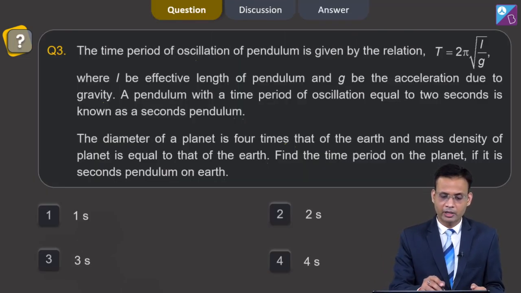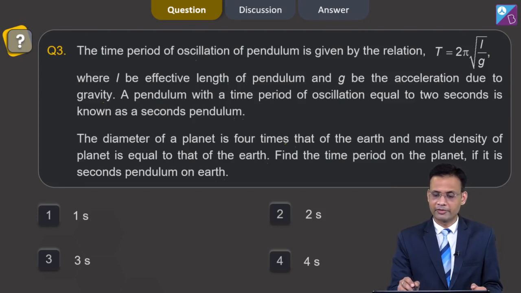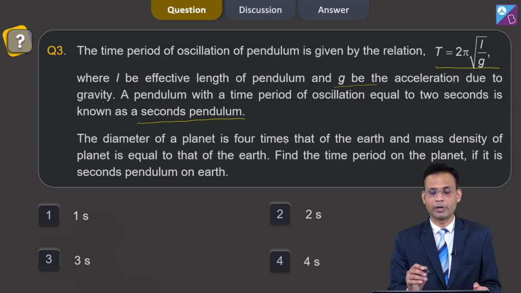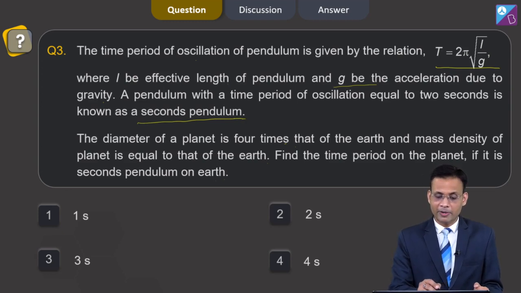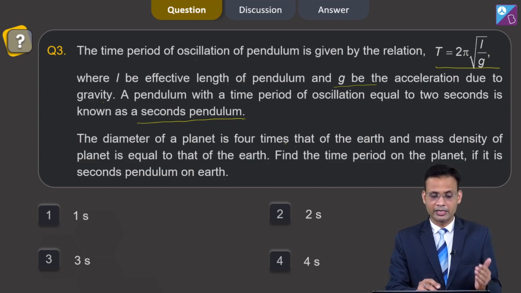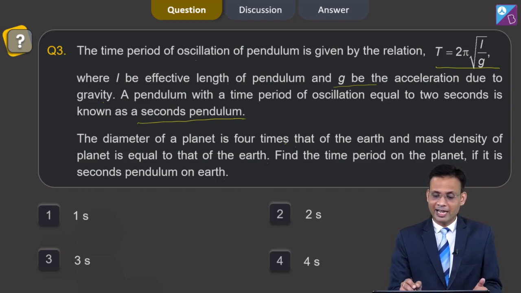the time period of oscillation of a pendulum is given by the relation T equals 2 pi root L by g, where L is the effective length of the pendulum and g is the acceleration due to gravity. A pendulum with a time period of oscillation equal to 2 seconds is known as a second pendulum. The diameter of a planet is 4 times that of the earth and its mass density is equal to that of the earth. Find the time period on the planet if it is a second pendulum on earth.